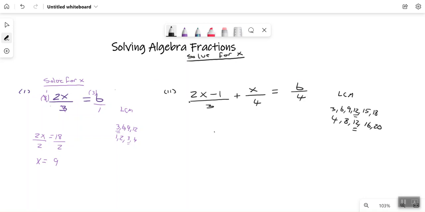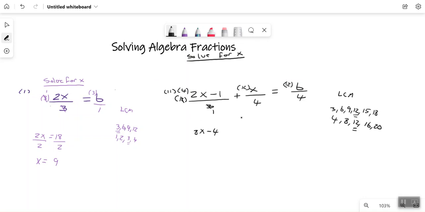So now we multiply every fraction by this lowest common multiple of 12, and that enables us to get rid of the fraction, or to divide the bottom part of the fraction into it. So I want to multiply this by 12, this by 12, and this by 12. 3 goes into 3 once, and 3 goes into 12 4 times. Then I'm multiplying this 4 by 2x minus 1. So 4 times 2x gives me 8x, and 4 times minus 1 gives me minus 4.